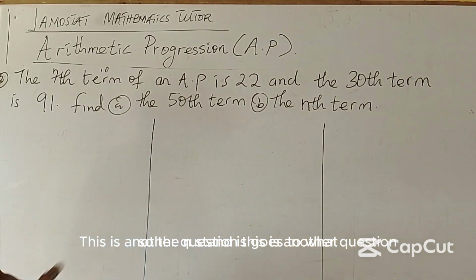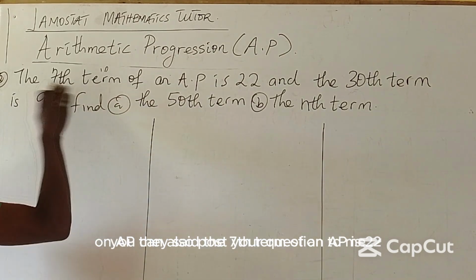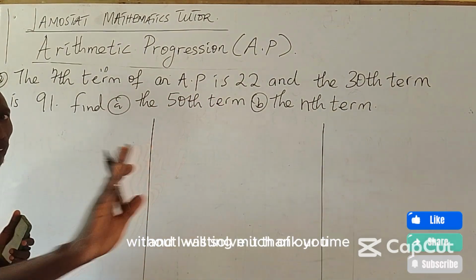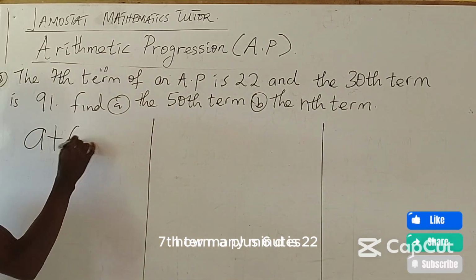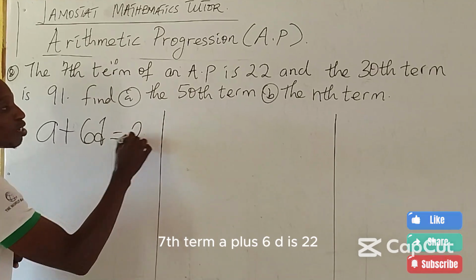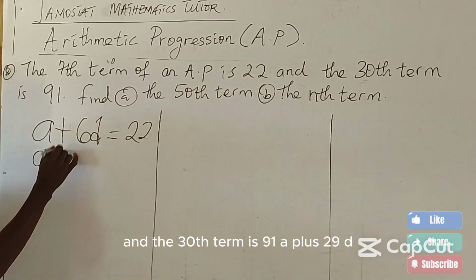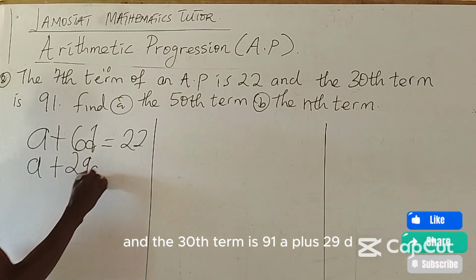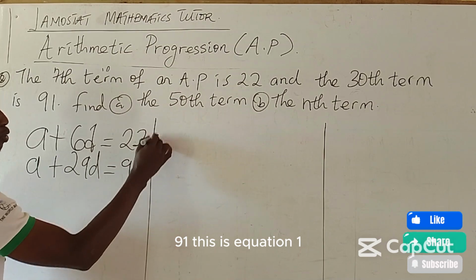Now, this is another question on AP. They said the seventh term of an AP is 22. Without wasting much of our time, seventh term: A plus 6D is 22, and the 30th term is 91, which is A plus 29D. Since they said the 30th term is 91, this is equation 1.